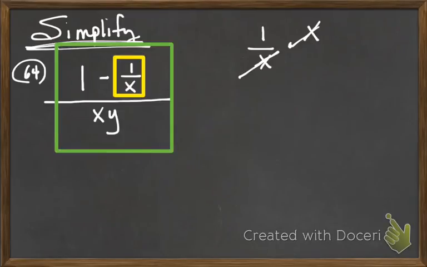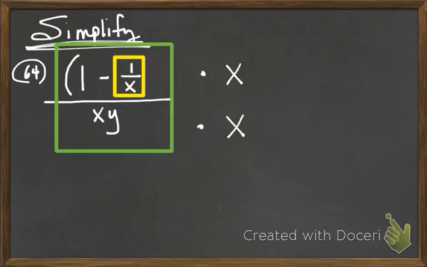So I'm going to multiply the top by x. It's legal to multiply the top of a fraction by anything you want as long as you multiply the bottom of the fraction by the same thing, and that's not changing the value of the problem. So you have to think of the top as actually a binomial, because it's 1 minus 1 over x.